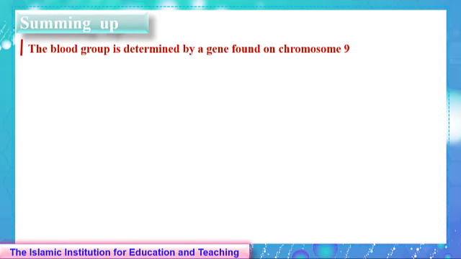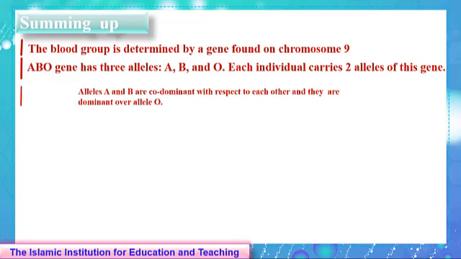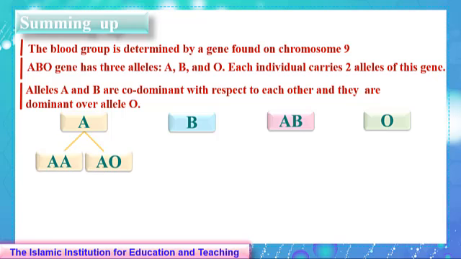To sum up, the blood group is determined by a gene found on chromosome number 9. The ABO gene has 3 alleles, A, B, and O. Each individual carries 2 alleles of this gene. Alleles A and B are codominant with respect to each other, and they are dominant over allele O. The genotypes of blood group A can be AA or AO.